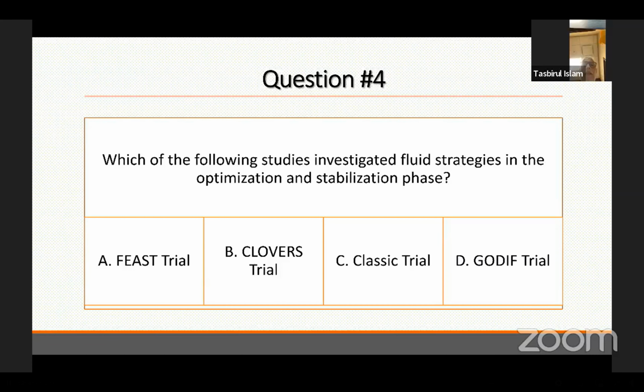Tahamid answered D, Ribaba C, Noshin C, and Protoy C. Okay, so the right answer is, should I give it? Yeah. So it's the CLASSIC trial. The CLOVERS trial was only for 24 hours. The CLASSIC trial is the one that extended for 5 days and included the optimization and stabilization phase.